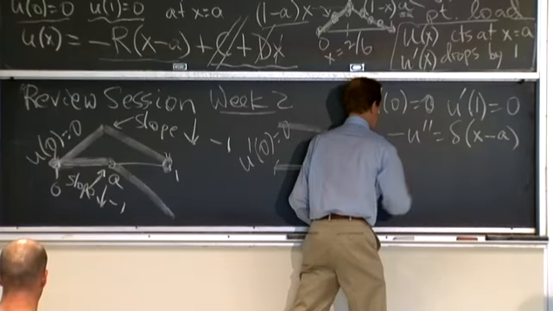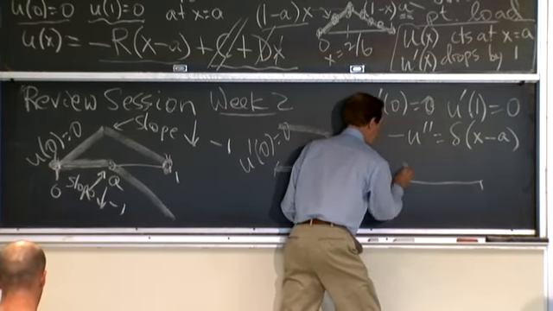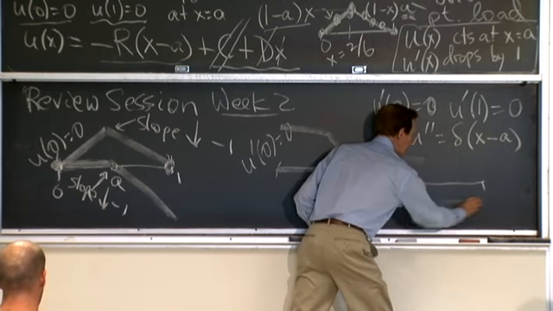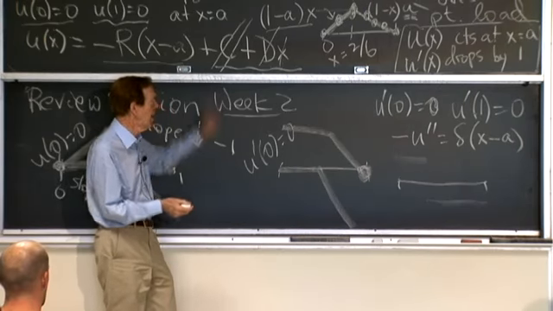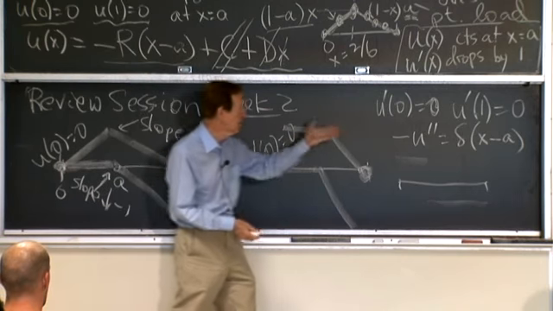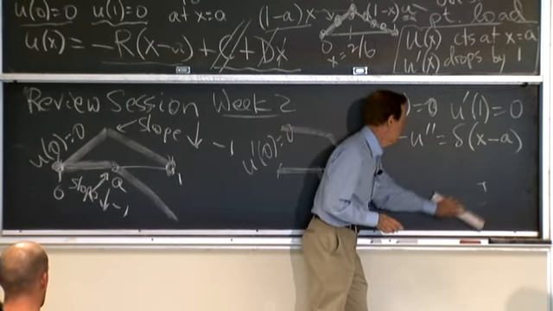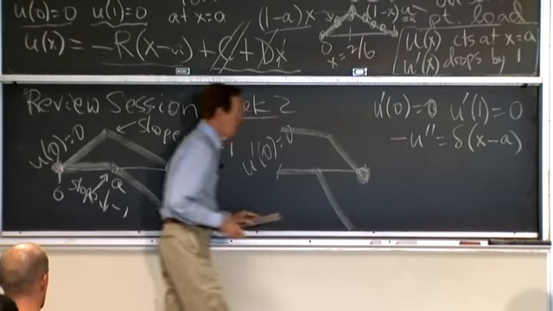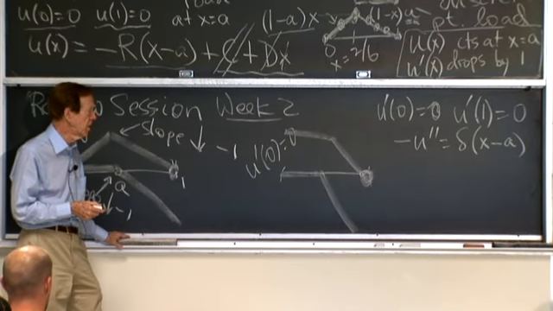I'm looking for one that starts flat and ends flat, and that's not in my family of solutions. That problem just doesn't have a solution. So that's one way to do it, is look at the solutions and realize you can't satisfy both boundary conditions.